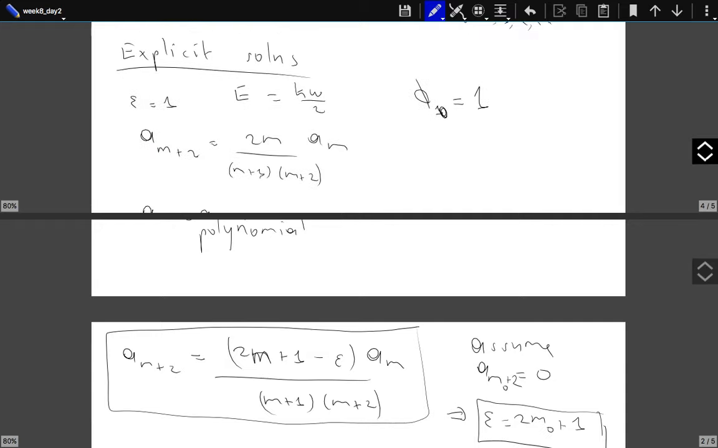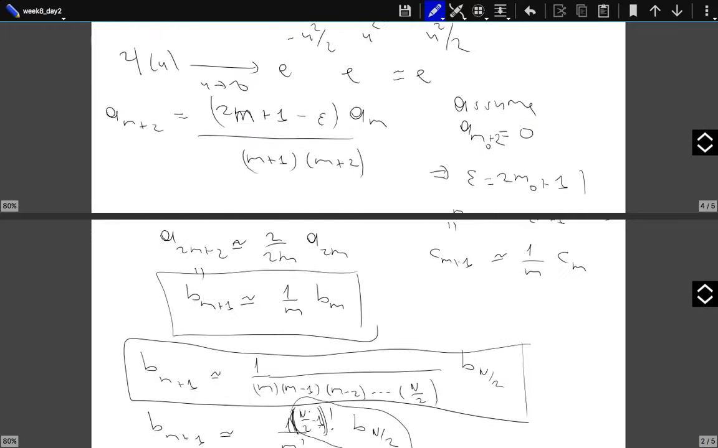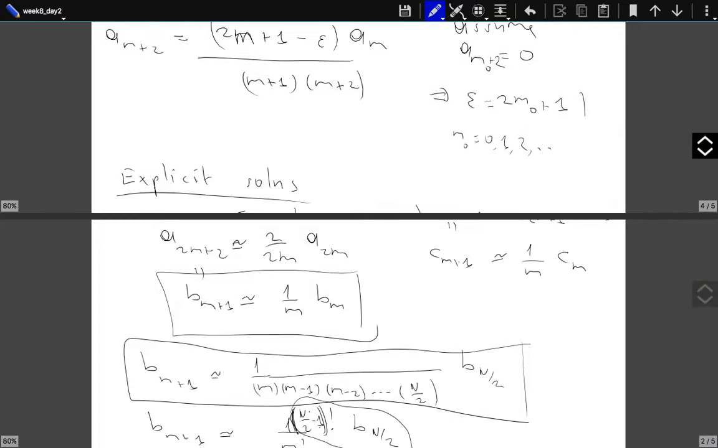Which one? The subindex. Well, it's just a naming convention. So the subindex phi n corresponds to epsilon equal to n plus 1. That's how I define the subindex, just to match with the conventional labeling. So these are my recursion relations.